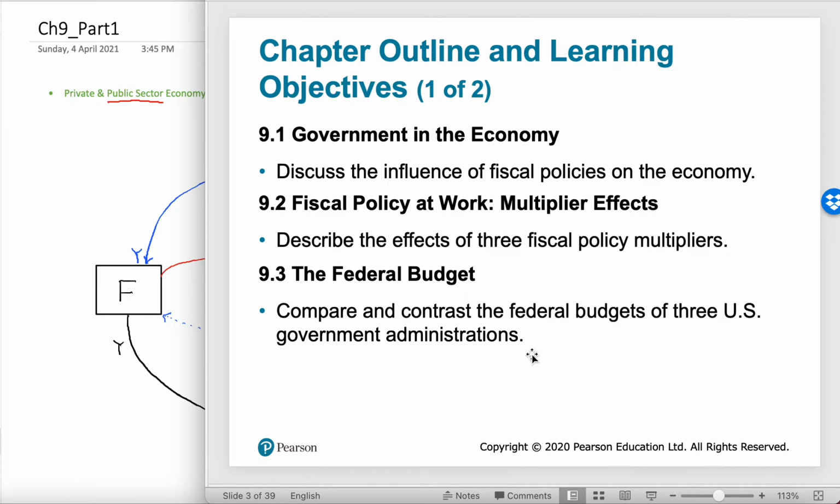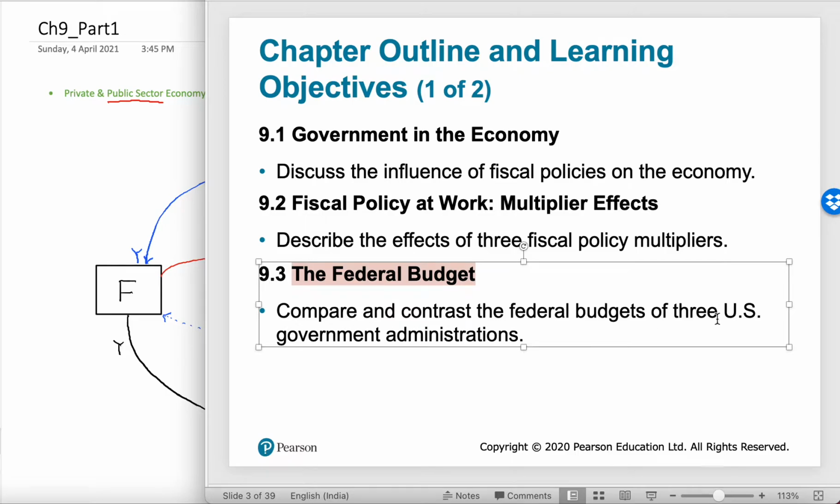In this chapter, we are adding the government, and by adding the government, we say that there are discretionary fiscal tools to correct the economy. So that's the main purpose. And we do the multiplier effect analysis with the two sector economy. We will also explain the budget deficit in the federal government or in the national government.